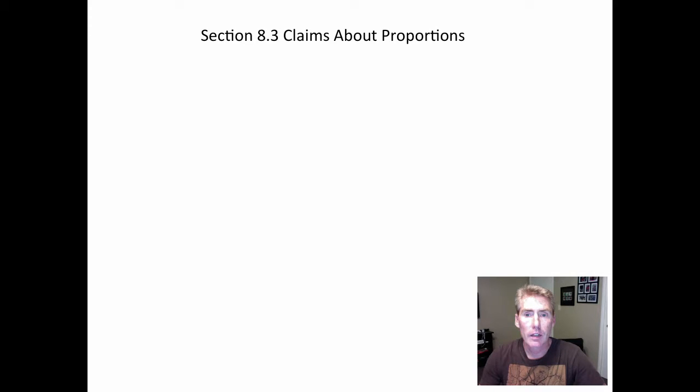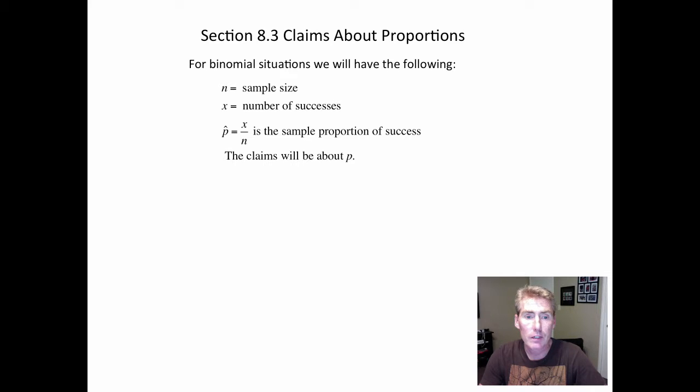Well, here we are testing claims again, claims about proportions. Don't worry, this section is going to be much faster and easier than section 8.2. So just as a recap, for binomial situations, or in other words, proportions, we're going to have the following. N is the sample size, X is the number of successes out of those N subjects. When you divide those two numbers, that's the sample percentage, p hat, the sample proportion. The claims are going to be about p, which means the proportion for the whole population.